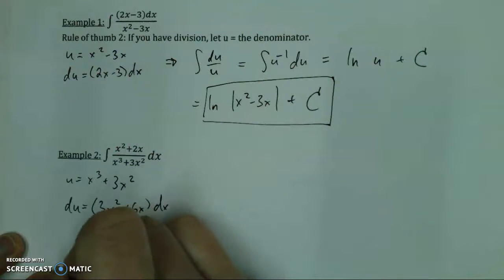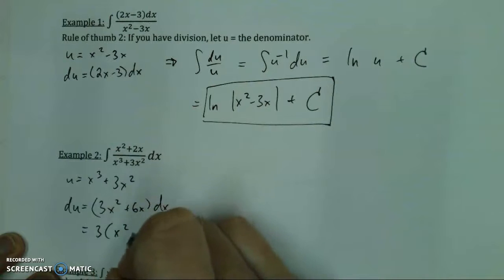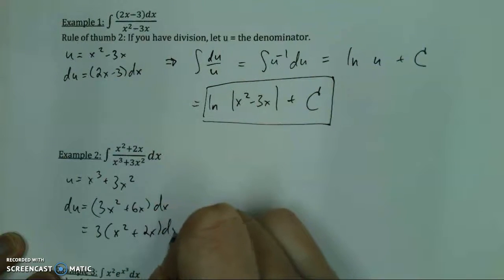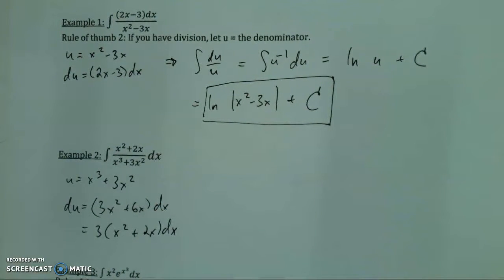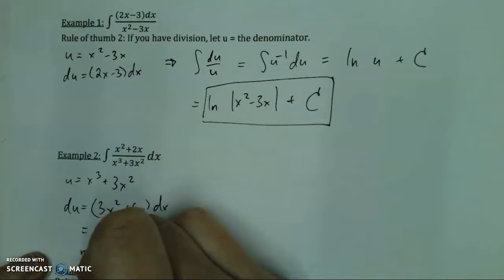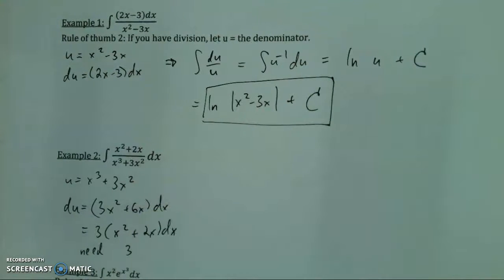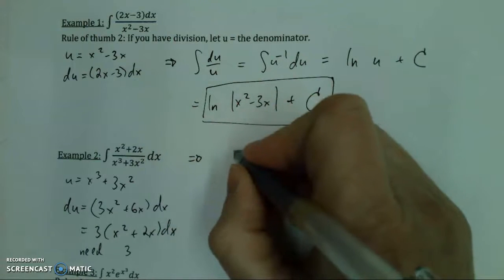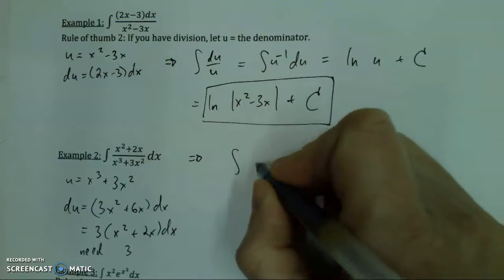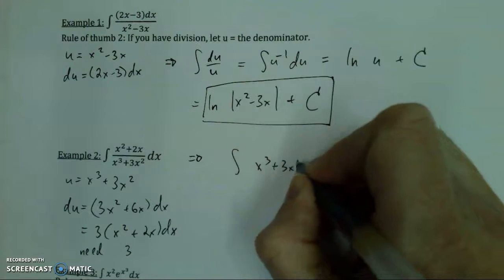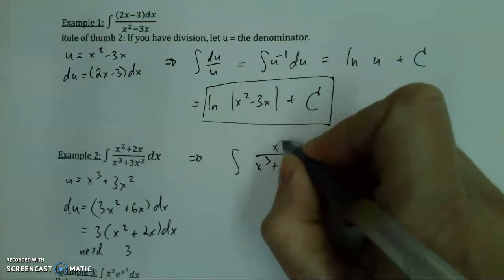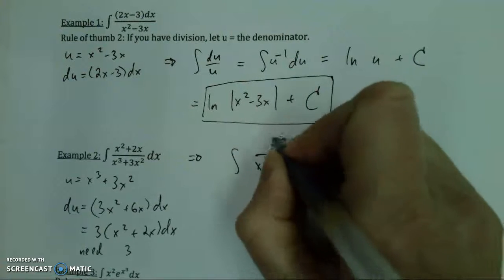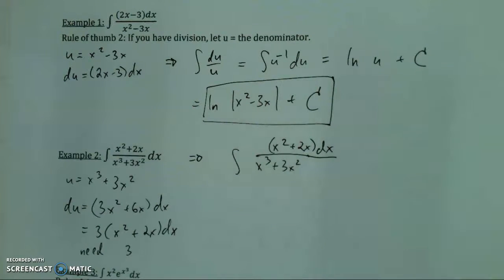Now I can pull a 3 out of that, so I've got 3 times x squared plus 2x dx. All of our rules with constants that we saw in our previous section also still apply here. So I have everything I need except for that 3, but since that's a constant, I can get that. So let's do just a little bit of rewriting first. I've got my denominator. I've got my numerator. Remember that dx on the outside, you can certainly put in the numerator as well.